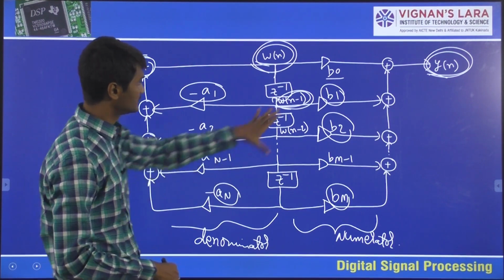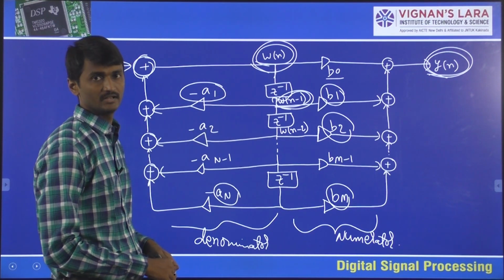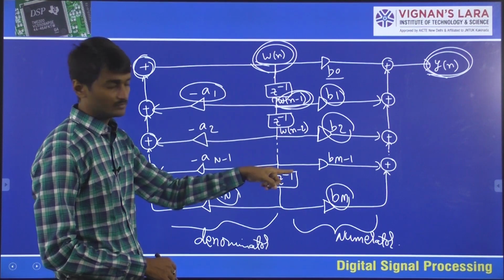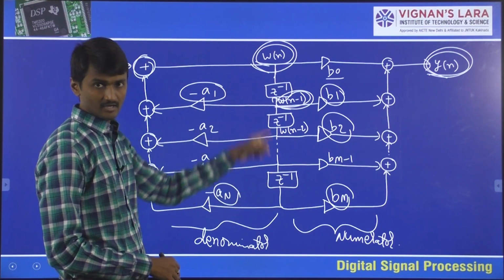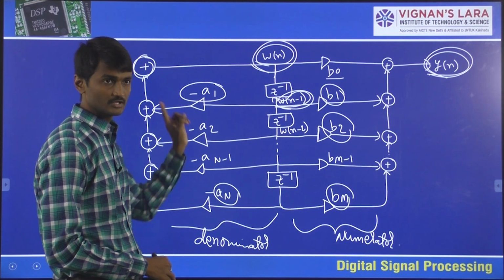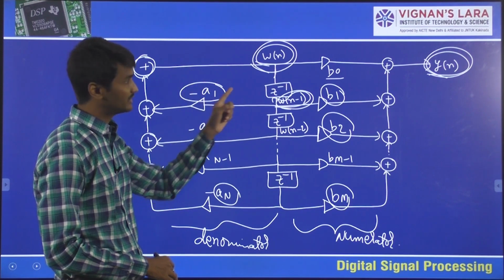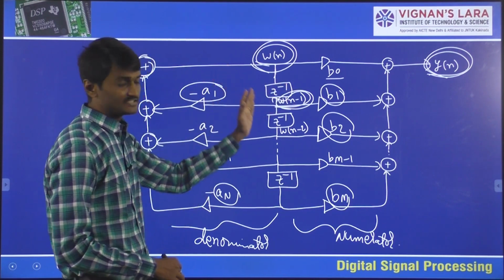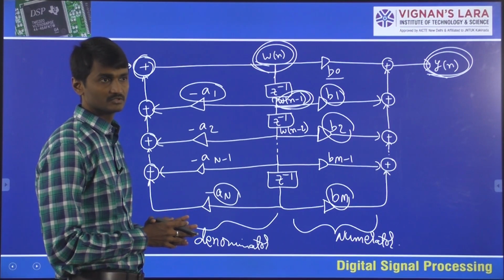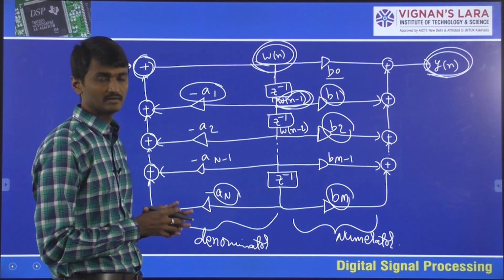There is no change in the number of multipliers and adders when compared to direct form 1 realization. But compared to direct form 1, in direct form 2 we are using fewer delay elements. Delay elements are memory elements. M plus N memory elements are used in direct form 1, but in direct form 2 a maximum of N comma M delay elements are used. That is the advantage of direct form 2 realization over direct form 1 realization.